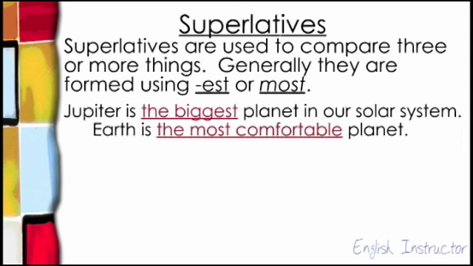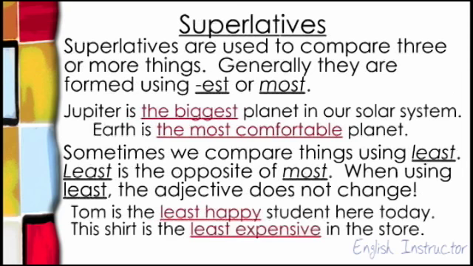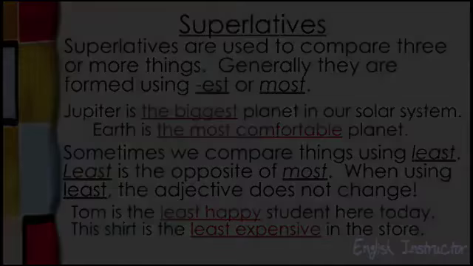Another way to make a superlative is using least. Sometimes we compare things using least. Least is the opposite of most. When using least, the adjective does not change. Let's look at some examples. Tom is the least happy student here today. This shirt is the least expensive in the store. Notice the adjectives happy and expensive don't change.